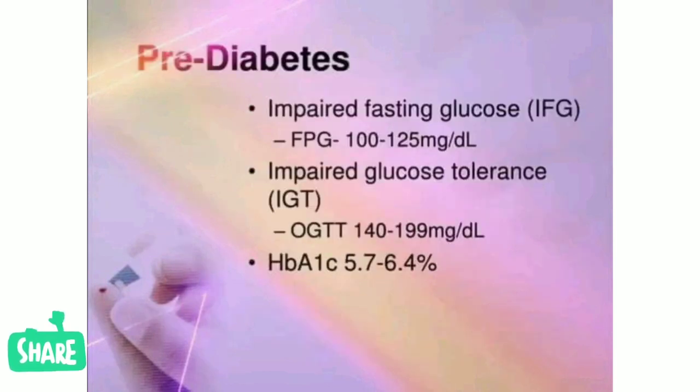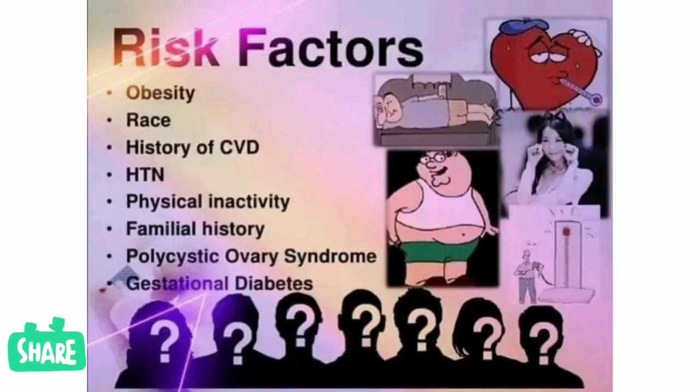What is pre-diabetes? It is impaired fasting glucose, and its value is 100 to 125 mg per deciliter, and impaired glucose tolerance is 140 to 199 mg per deciliter. Meanwhile, the HbA1c value is 5.7 to 6.4%. Now come to the risk factors of diabetes mellitus: obesity, race, history of CVD, hypertension, physical inactivity, familial history, polycystic ovary syndrome, and gestational diabetes.